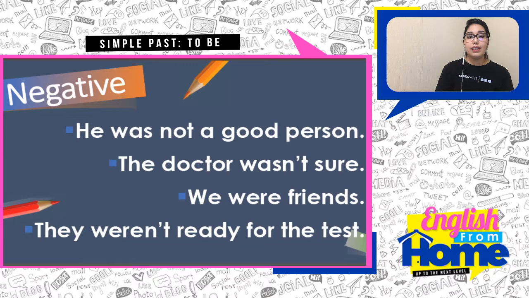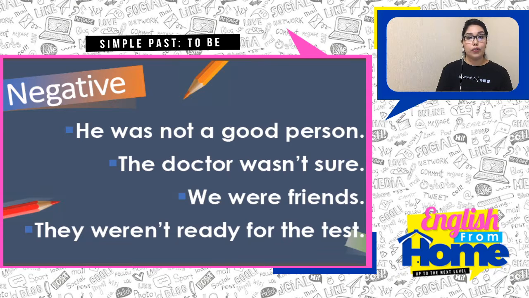We can also use it in the negative form. What do we know about the negative form? We can make it negative by simply adding the word not, okay? So we have the verb to be and the word not. For example, he was not a good person. In the past, that person was not good, but now he probably is. The doctor wasn't sure, okay?